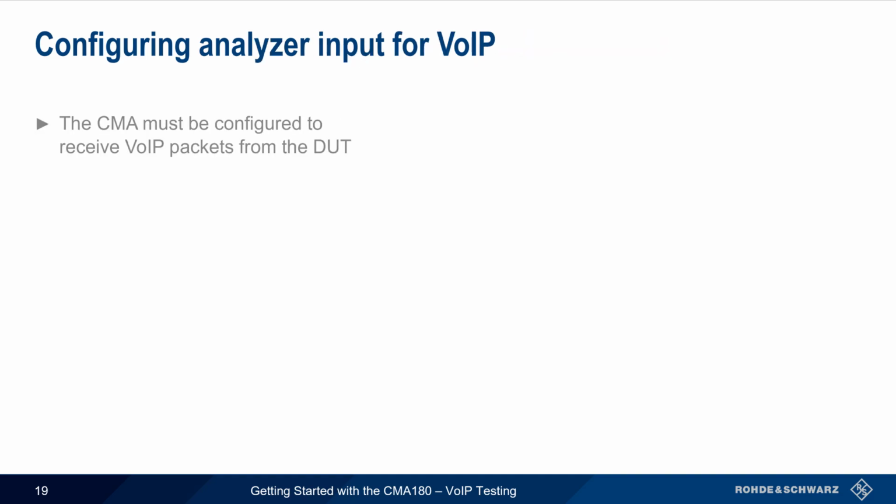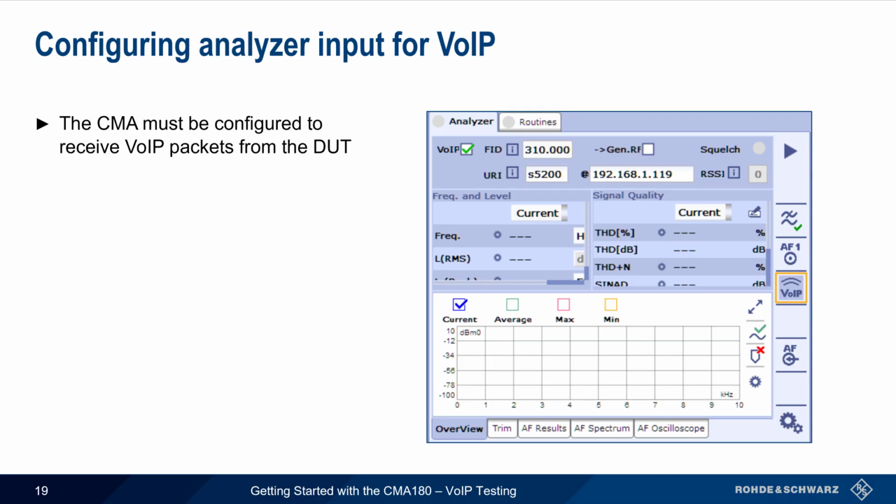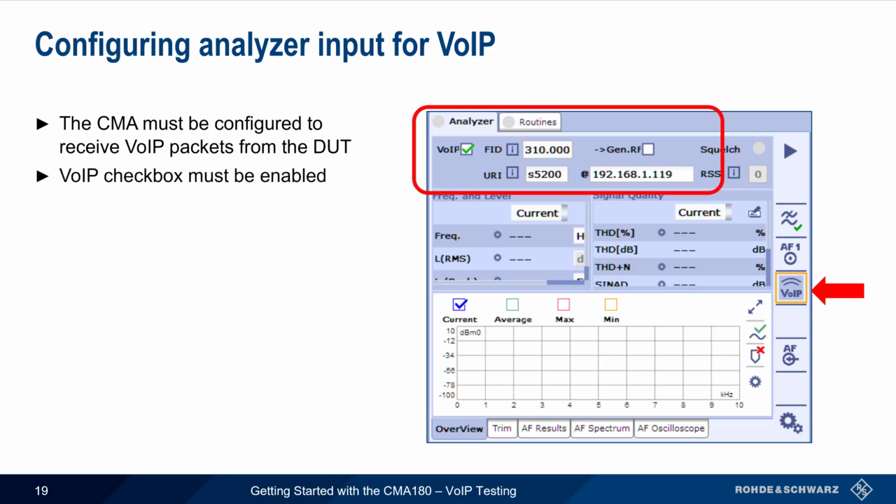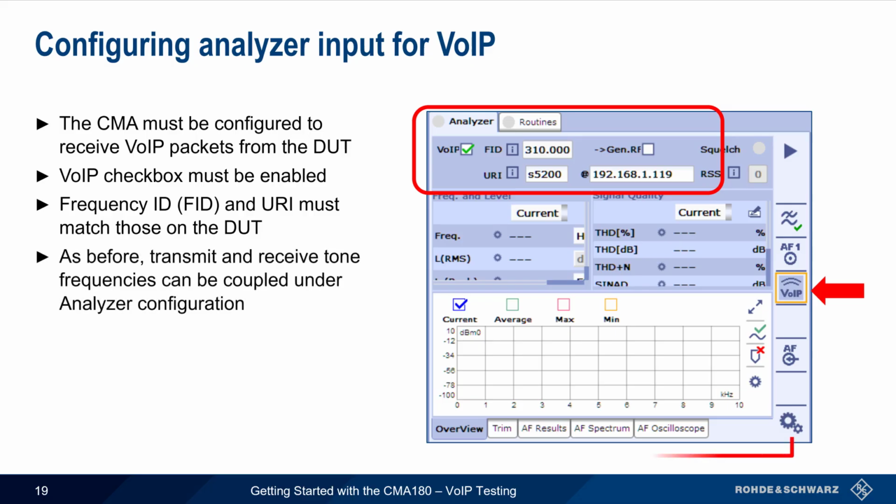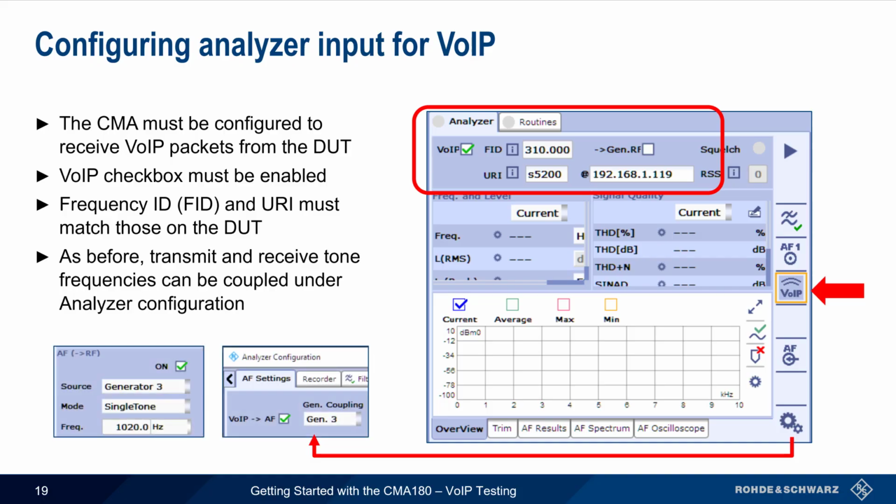On the analyzer side, the CMA must be configured to receive the VoIP packets from the DUT, and this is done by clicking on the VoIP icon in the analyzer screen and by checking the VoIP checkbox. The frequency ID and URI entered here must match those on the device or radio under test. And as before, it's recommended that the transmit and receive tone frequencies be coupled together under the Analyzer Configuration dialog.